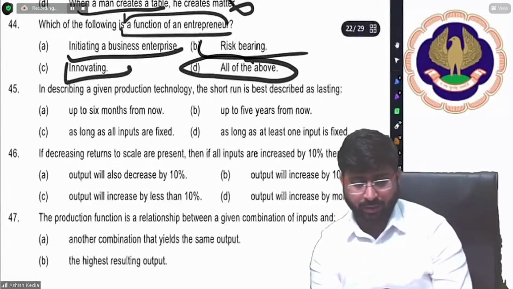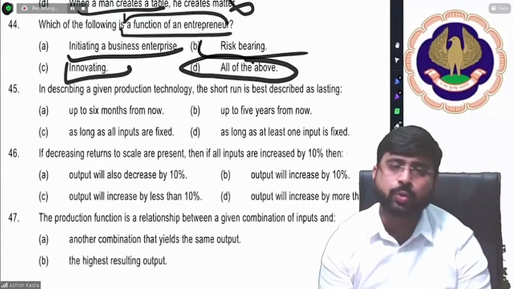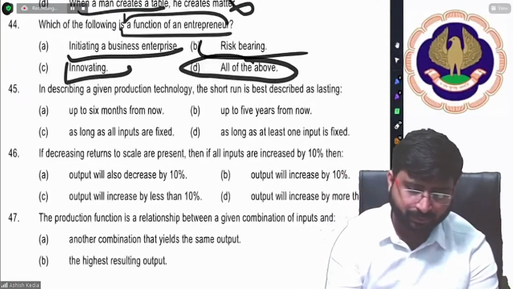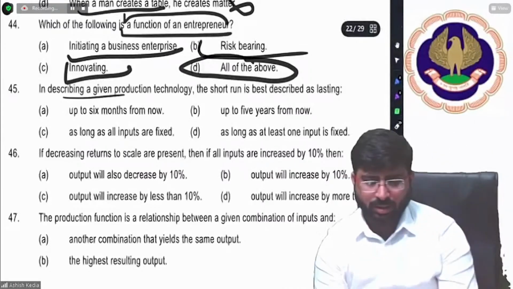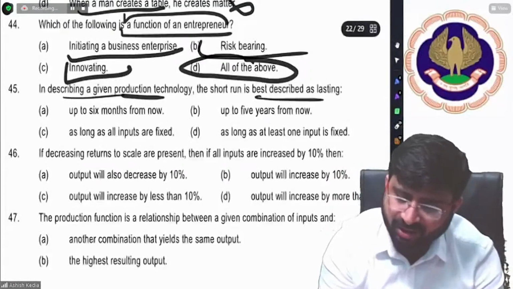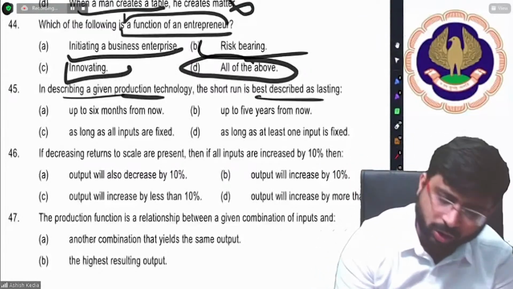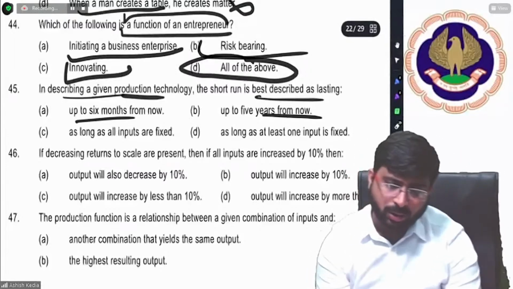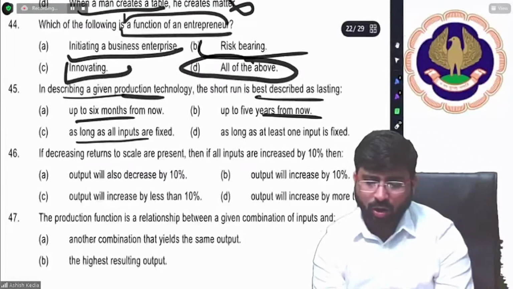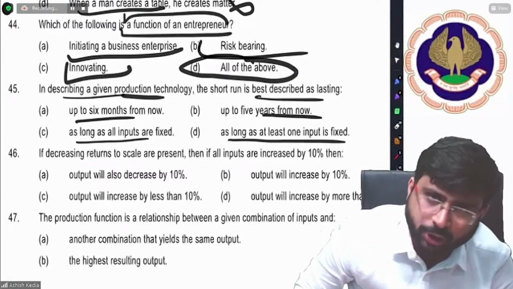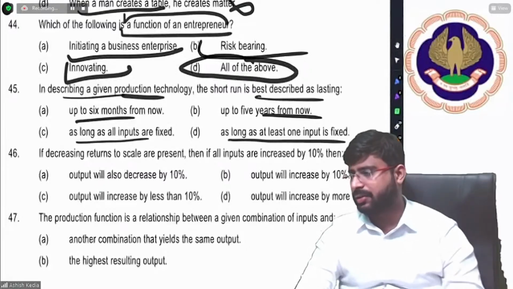45 is a good one. So the 45th question is a very good one. Come on, answer me this one. In describing a given production technology, short run is best described as lasting: 6 months, 5 years, as long as all inputs are fixed, or as long as at least one input is fixed. What is the short run period? When will you call a period the short run period in production?